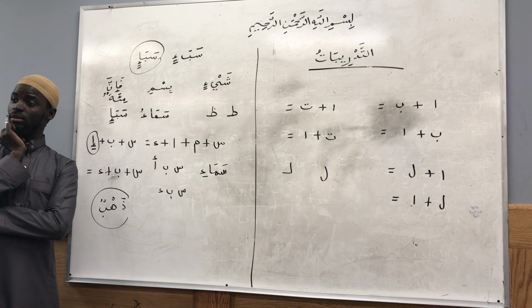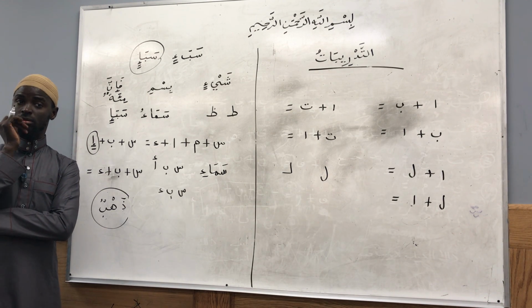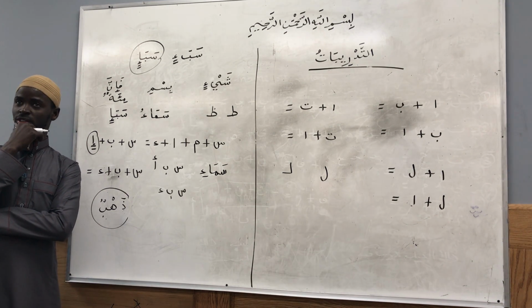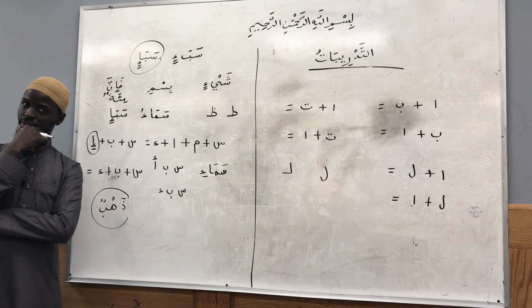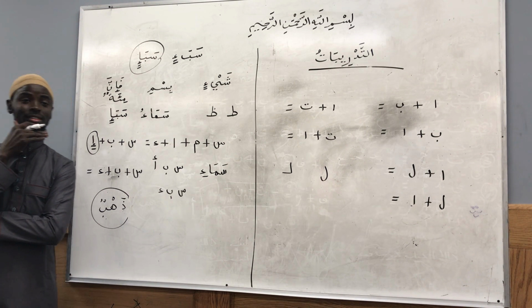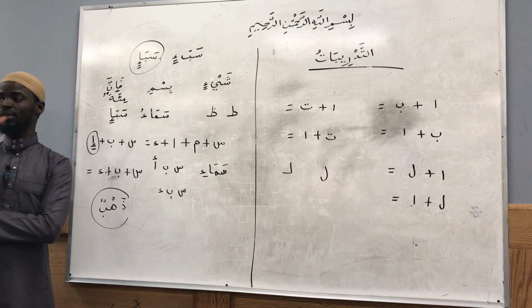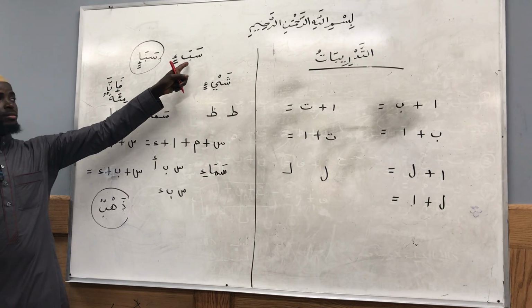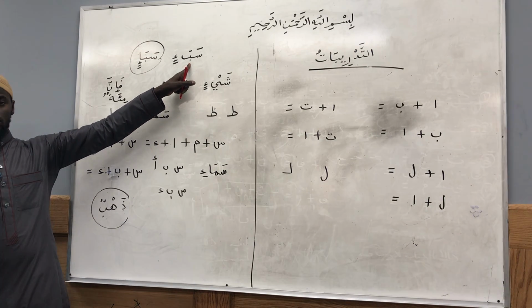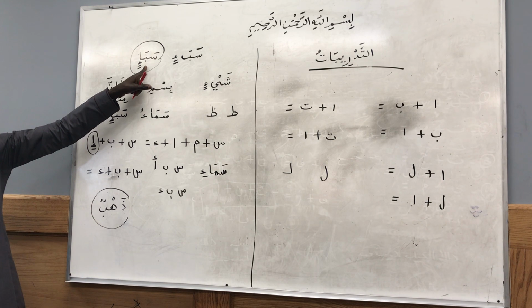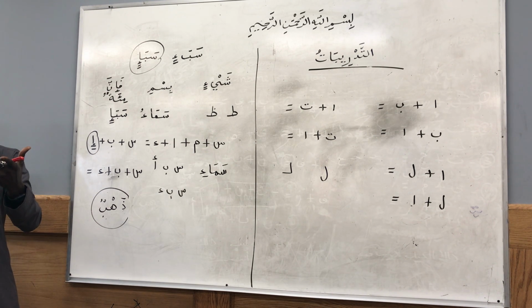If I'm doing dictation, I'm not going to tell you write Sin, write Ba, write Hamza. I'm going to tell you write Saba'in. If I ask you to write Saba'in and you write it like this, it's wrong. If you write it like this, it's correct, because I know what I'm talking about. You understand?